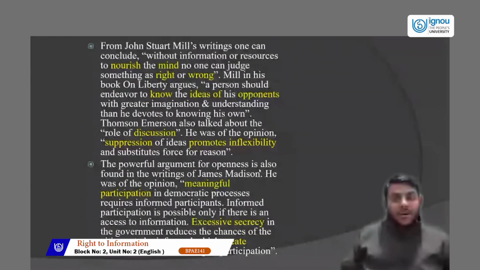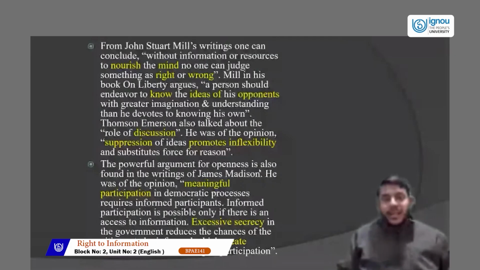And excessive secrecy, according to James Madison, excessive secrecy in the government, reduces the chances of the citizens to be informed. And this creates a hindrance for meaningful participation, and it can also create distrust in the minds of the citizens regarding the government. And this distrust can then make the citizens rebellious as well, because then the citizens would develop the perception that the government is suppressing their rights.